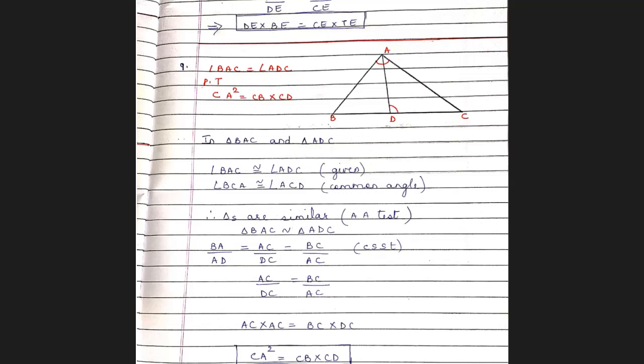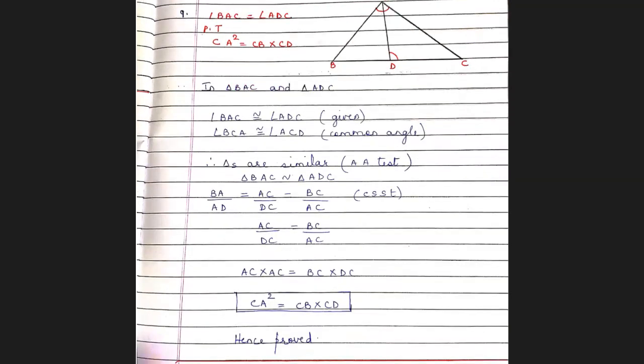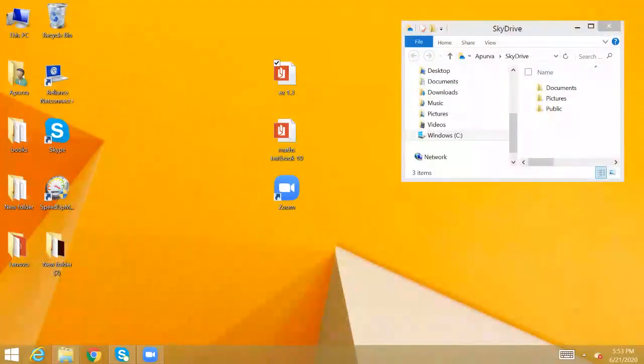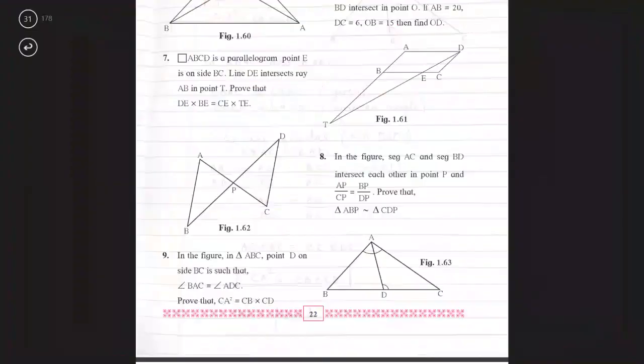Now, what have they asked? CA square. Look at the three ratios. Find out which two should I take to get CA square. Obviously, you have to take the second and the third ratio. So when I cross multiply, I get AC square is equal to DC into BC, or CA square is equal to CB into CD, and hence proved. So with this, we finish with question number 9.